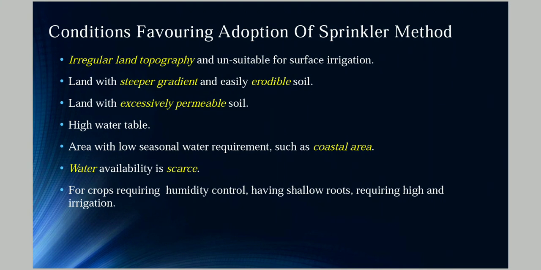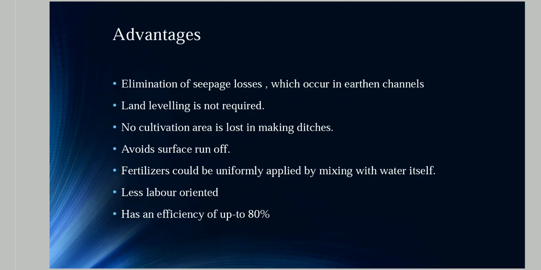Next, conditions under which the sprinkler method is adopted. This method is adopted for irrigating lands which are irregular and unsuitable for surface irrigation. It can be used in the case of steeper gradient lands with erodible soils, in areas with a high water table, and in areas where seasonal water requirement is low, such as coastal land areas. It can be used effectively in water scarcity areas.